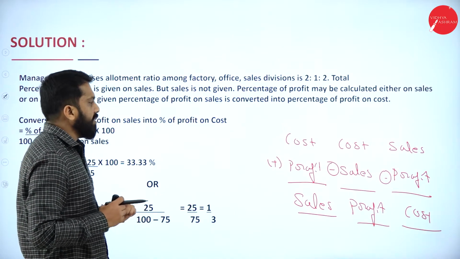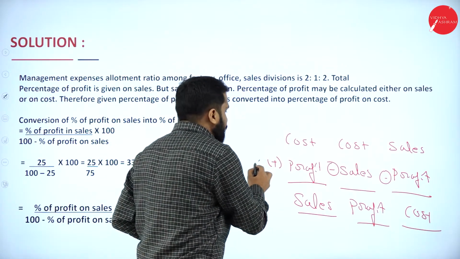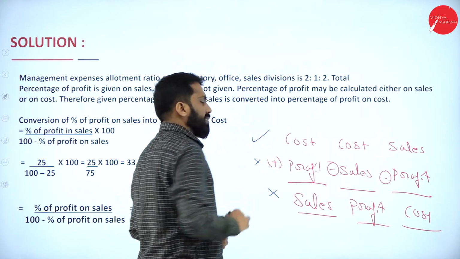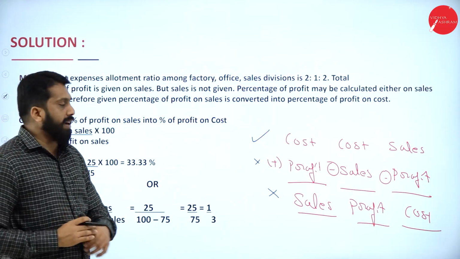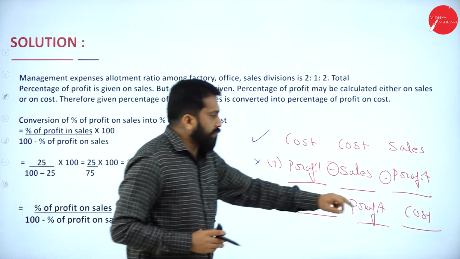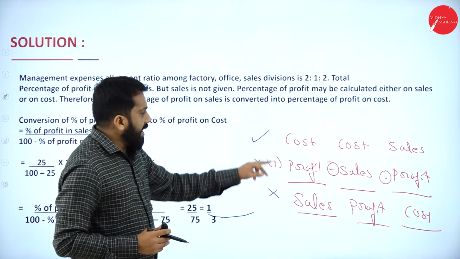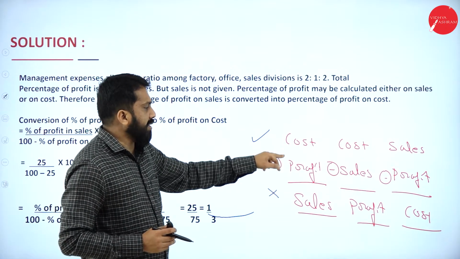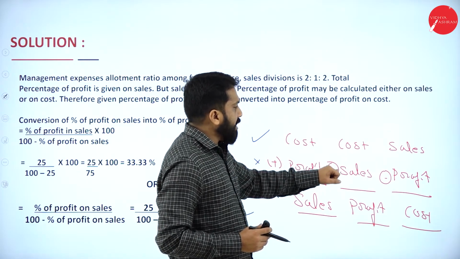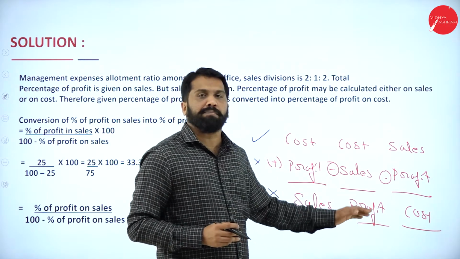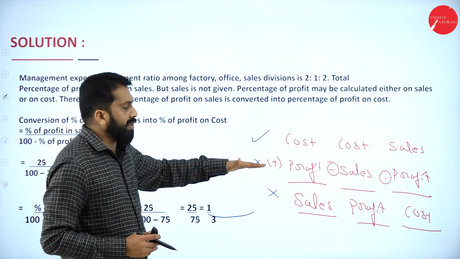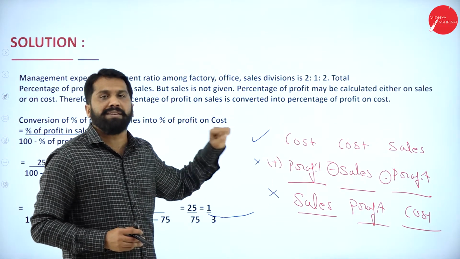Now, in this problem, profit is not given, sales is also not given, only cost is given. How to find out your profit? How to find out your sales? If profit is given, you add it to cost and you will get sales. In case sales is given, sales minus cost gives you profit. But in this problem, sales is not available and profit is also not available.